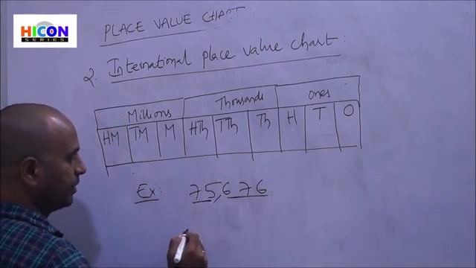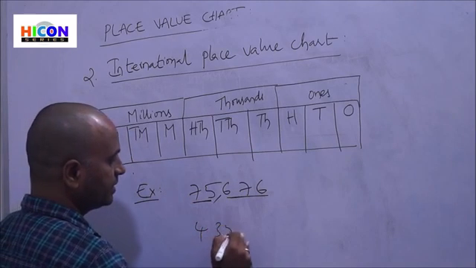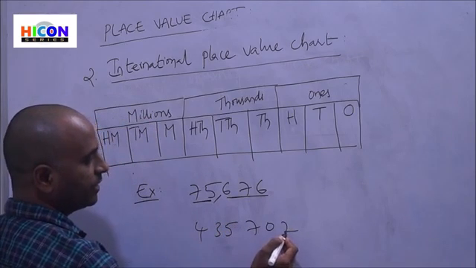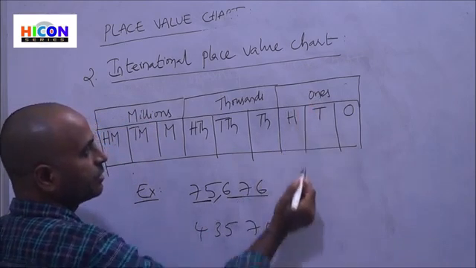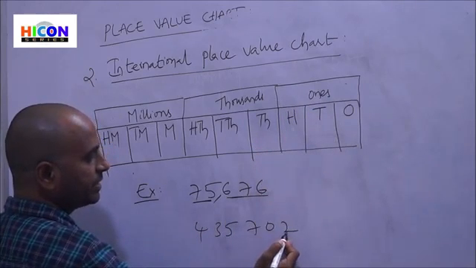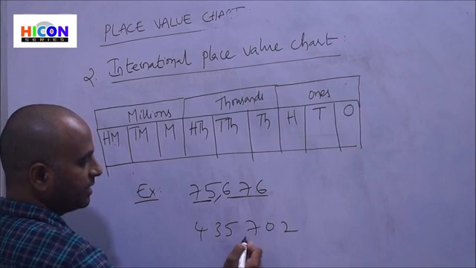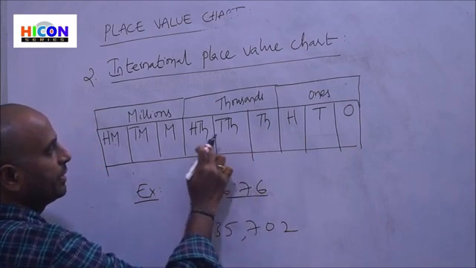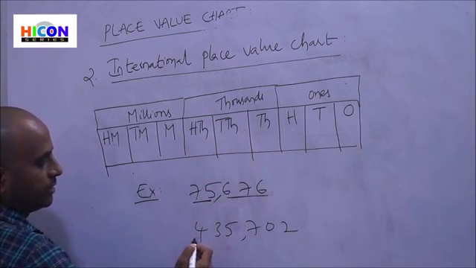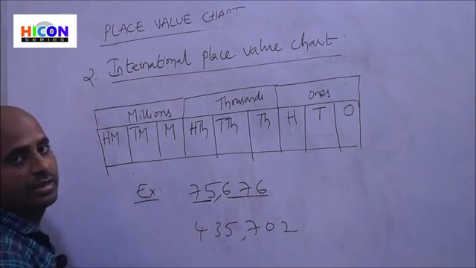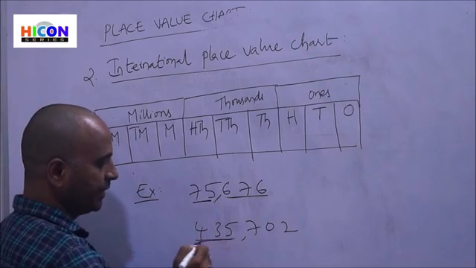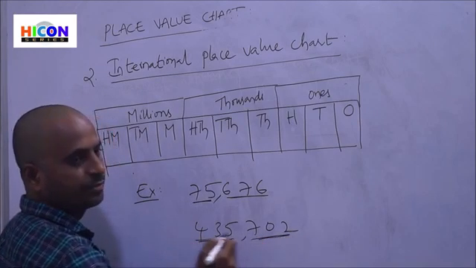Let us see another example. A 6-digit number is given just like this. Put a comma after 3 places, that is the ones period. The ones period contains 3 places, so the first comma should be placed after 3 places, that is ones, tens, hundreds. And the second comma should also be placed after 3 places, that is the thousands period, 1, 2, 3. There are no more places, so there is no need to place another comma. So this is the thousands period and this is the ones period.